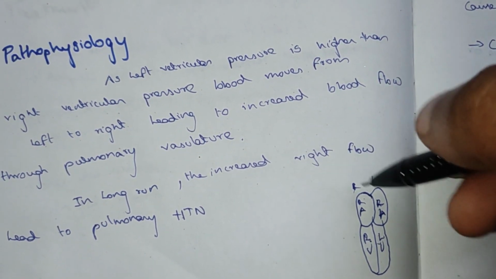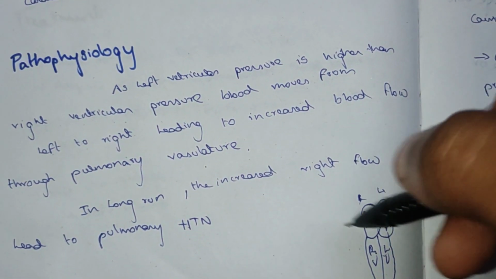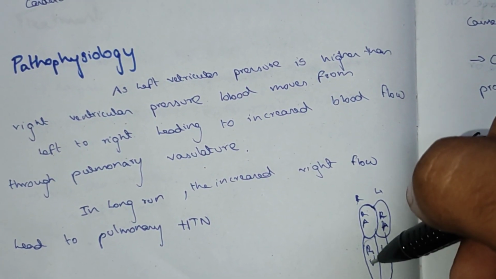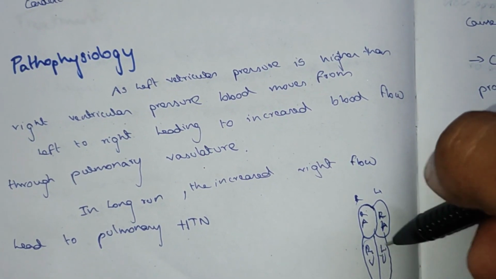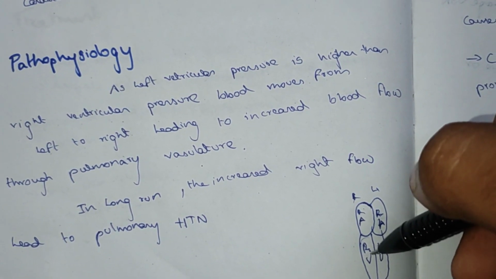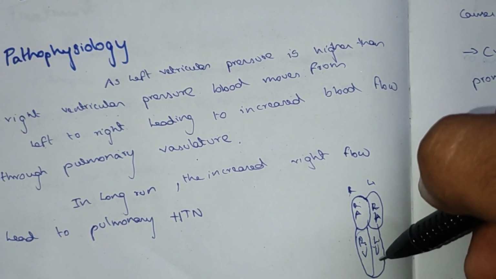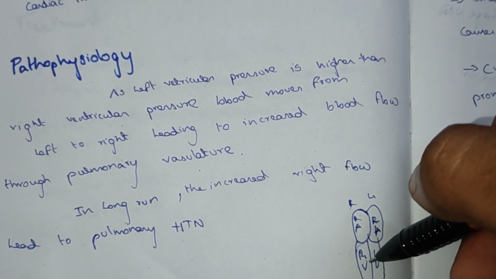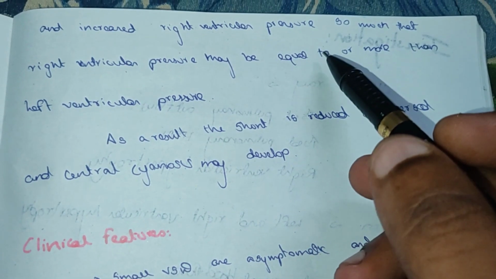When this continues, the increased flow leads to pulmonary hypertension. Due to the increased flow from left to right, there is always increased blood flow, so that over a long period of time, at some point there is pulmonary hypertension on the right side, and there is increased right ventricular pressure.